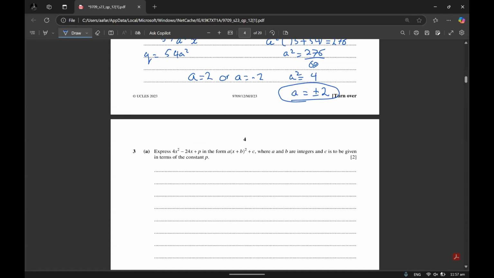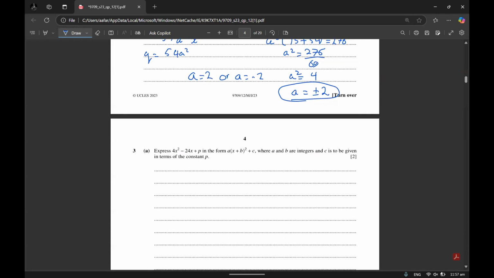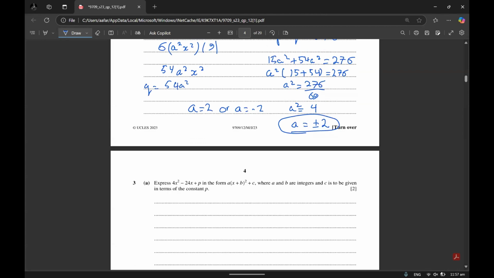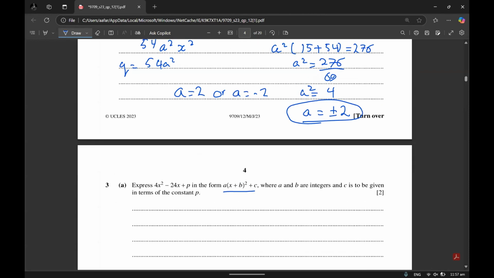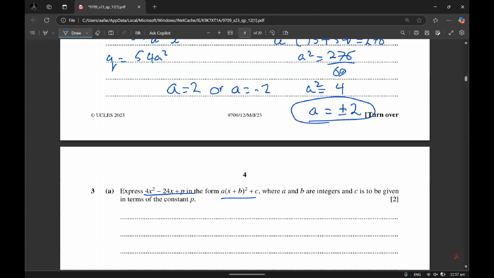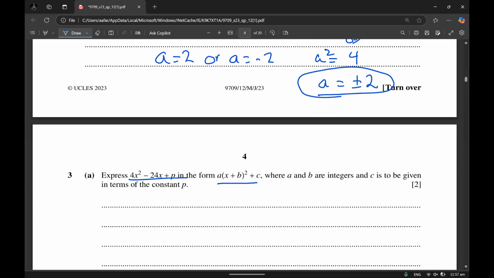Okay. Express 4x square minus 24x plus p in the form a(x plus b) whole square plus c, where a and b are integers and c is to be given in terms of p. Okay, so basically this is completing the square. The steps are, you first need to get x square alone, like there should be no coefficient with x squared. So in this, we'll take 4 common.